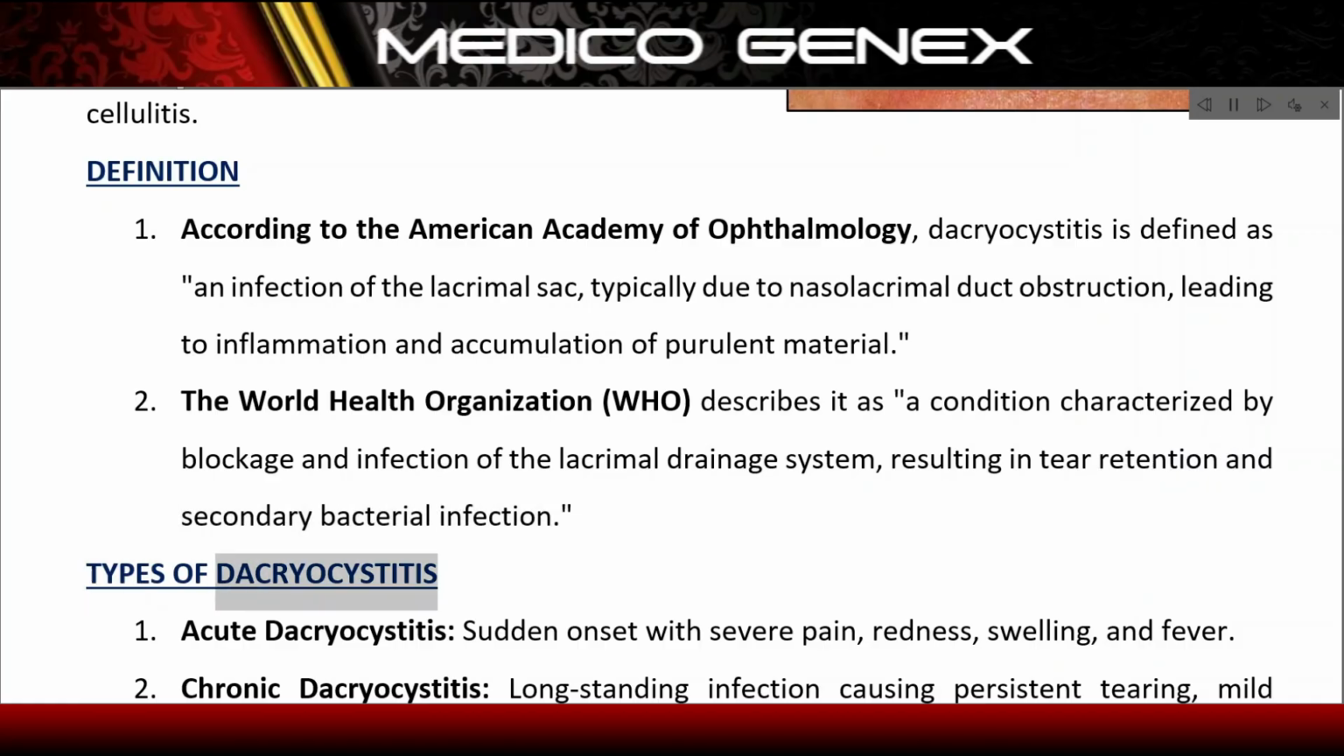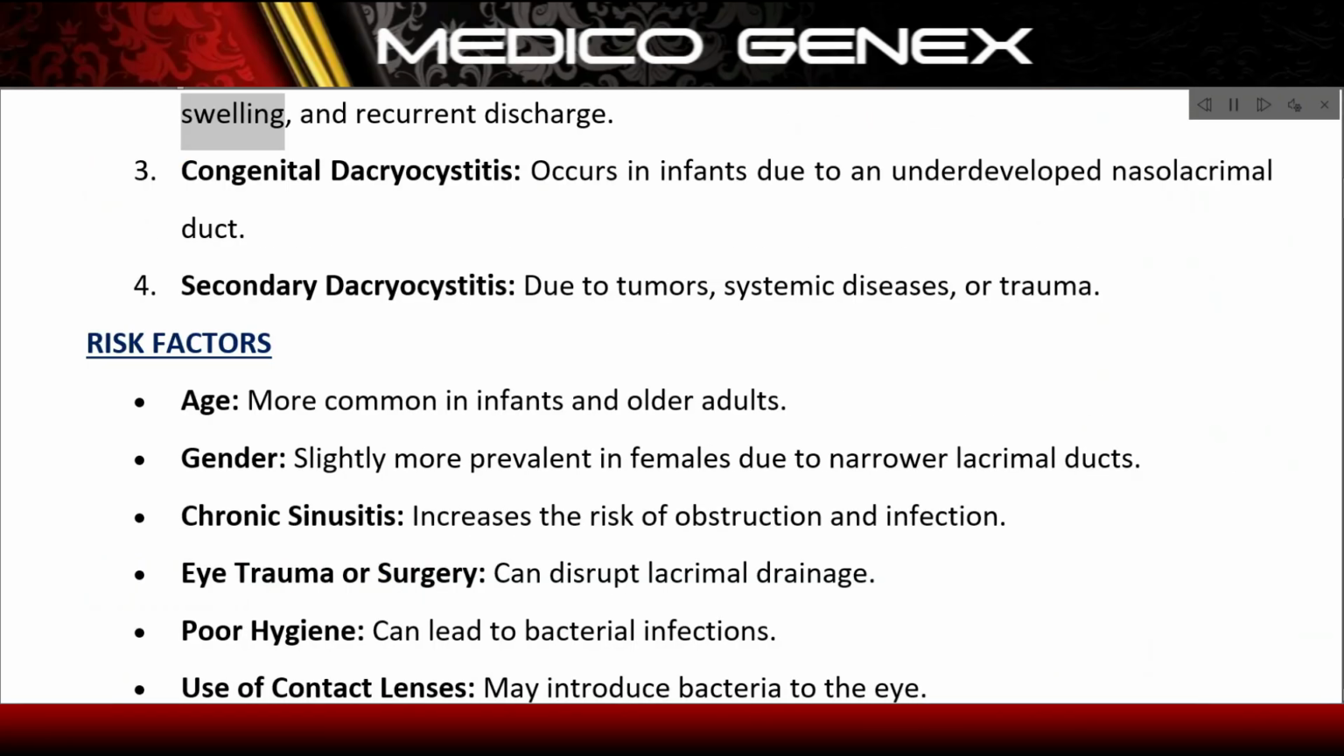Types of dacryocystitis. Acute dacryocystitis, sudden onset with severe pain, redness, swelling, and fever. Chronic dacryocystitis, long-standing infection causing persistent tearing, mild swelling, and recurrent discharge. Congenital dacryocystitis, occurs in infants due to an underdeveloped nasolacrimal duct. Secondary dacryocystitis, due to tumors, systemic diseases, or trauma.